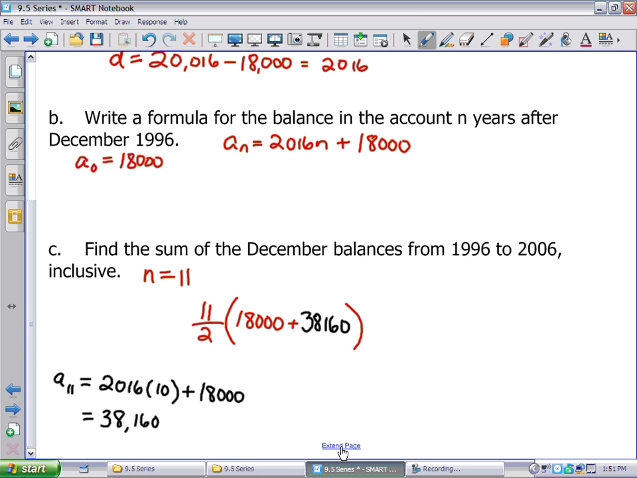All right, so if you take 11 divided by 2, that's 5.5 times the quantity of 18,000 plus 38,160. And after 11 years, the sum of all the balances is going to come out to be $308,880.